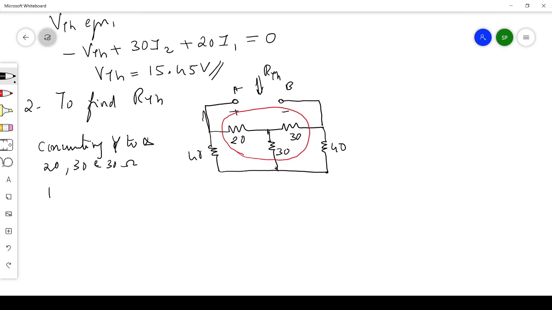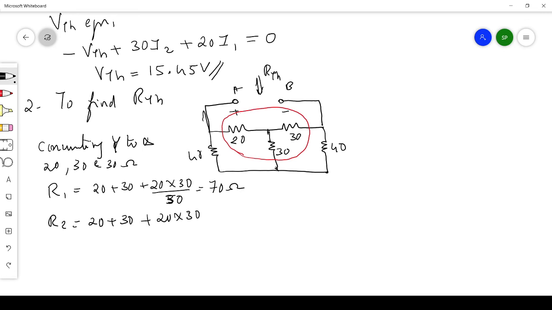Here R1 I can find as 20 plus 30 plus 20 into 30 divided by 30, which is equal to 70 ohms. R2 is equal to 20 plus 30 plus 20 into 30 divided by 30, which is equal to 70 ohms. Same thing we are getting. R3 is equal to 30 plus 30 plus 30 into 30 divided by 20, so you will be getting it as 105 ohms.